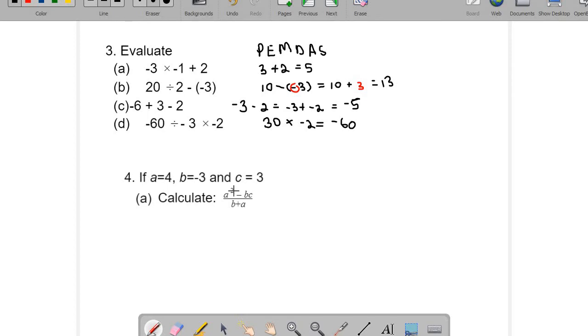Okay, let's do the substitution question. Now, this one is fairly simple. All you have to do is replace the variable or letter with its corresponding value. So we're going to get 4 squared minus, okay, whenever you have two variables beside each other, they're being multiplied. So this is going to become 3 times c is 3, or bc is the same thing as b times c. So that is why we're multiplying those two.